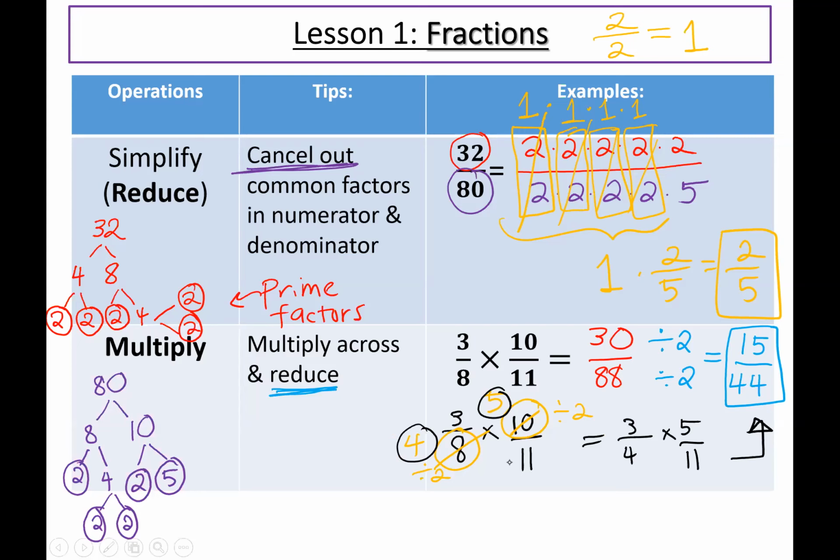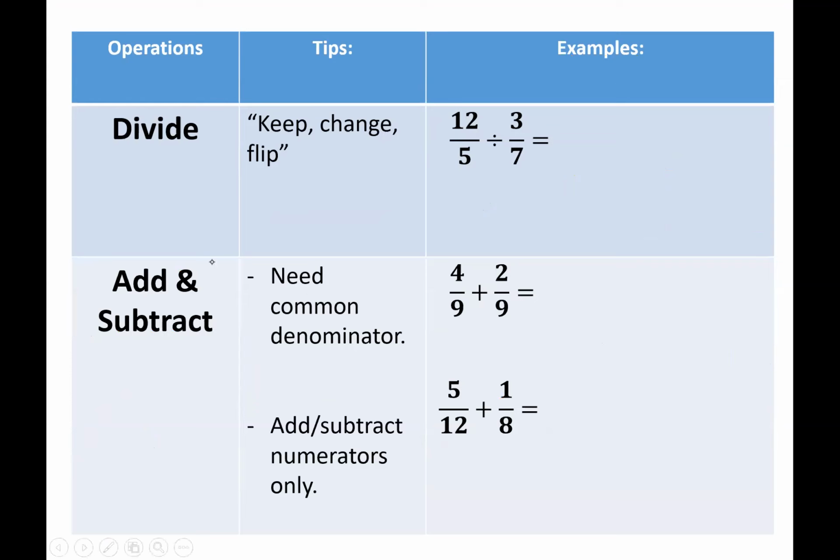My preference will be to do this method of reducing first and then multiplying. It keeps the numbers smaller and it gets the reducing done earlier in the problem. So 30 over 88, those numbers weren't so bad, but sometimes the numbers can get a little bit larger. Okay, so we've made it through our first slide. Let's move on to a couple more examples here.